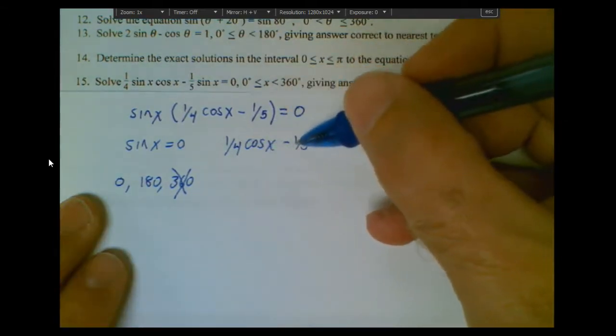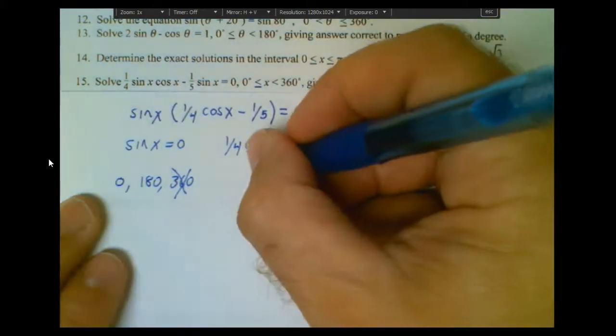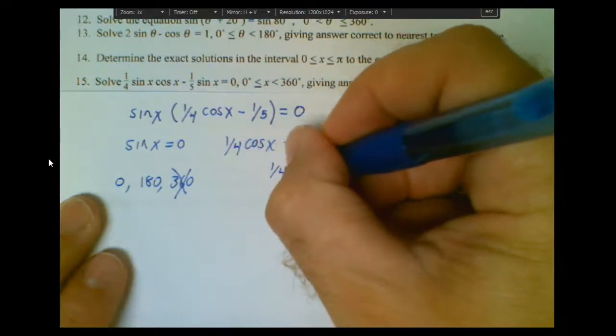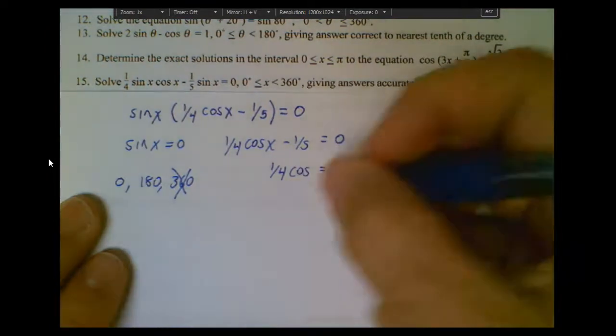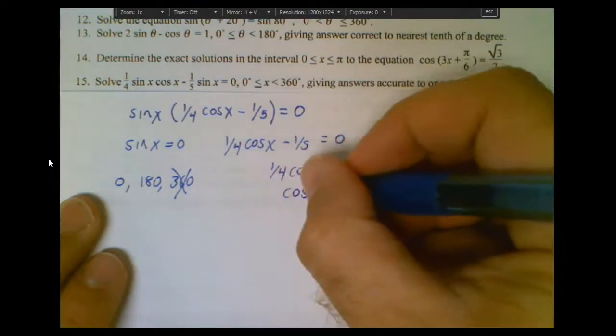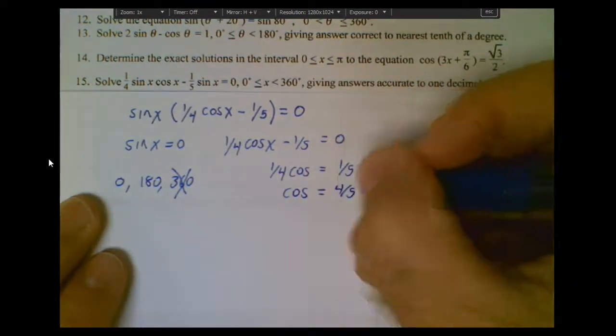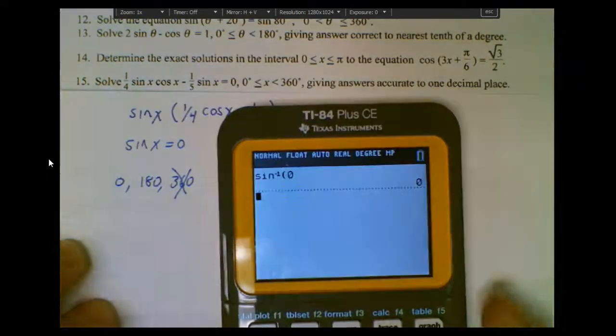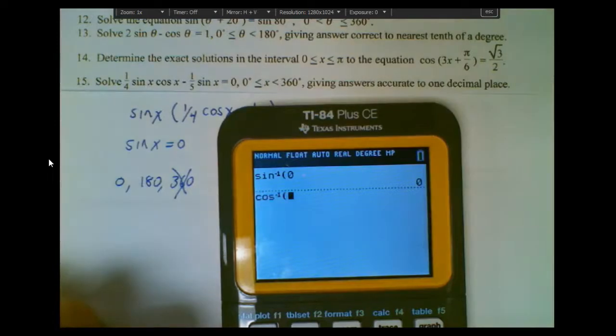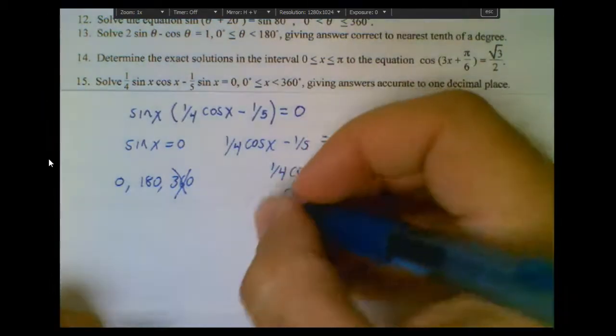If I look over here, I'm going to just bring my 1/5 over. Multiply both sides by 4. And again, do the inverse cosine of 4/5. So if I go into here, my inverse cosine of 4/5 gives me about 36.9. Remember the directions said 1 decimal place, so 36.9 would be the most appropriate.